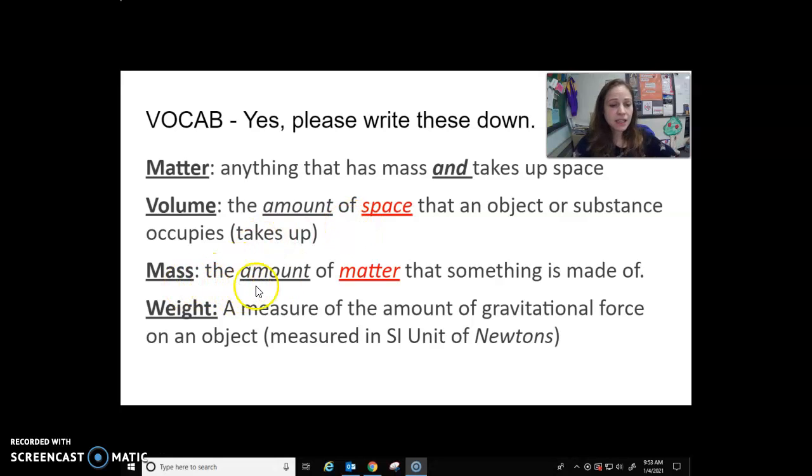For mass, that's the amount of matter an object is made of. And remember, we use grams or kilograms or milligrams, something along those lines, to measure that. And lastly, weight. Remember, mass and weight are different. Your weight depends on what planet you're on. So if you weigh 100 pounds here on Earth, you're only going to weigh roughly 21, 22 pounds on the moon. But remember, the SI unit for that is newtons. That's just simply a reminder.